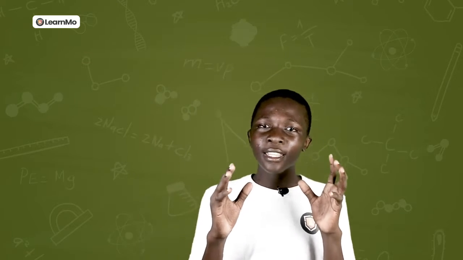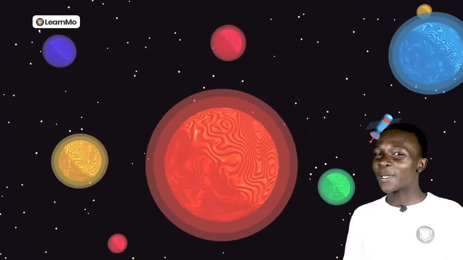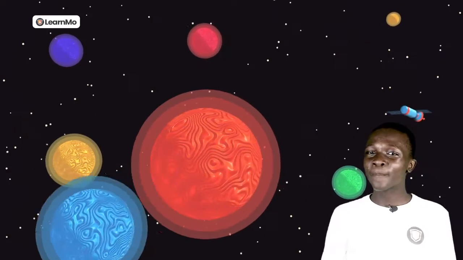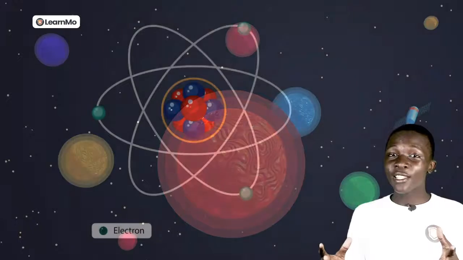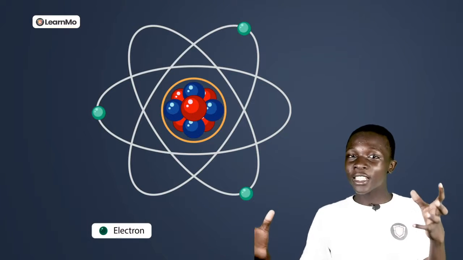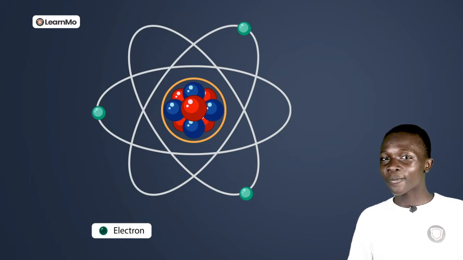Hello everyone, in today's lesson we shall understand the concept of atomic physics. To start with, let's understand the terms atom and its structure. Think about how the Earth and other planets rotate around the Sun, or how a car moves in a circular path. In the same way, electrons move around the nucleus of an atom.